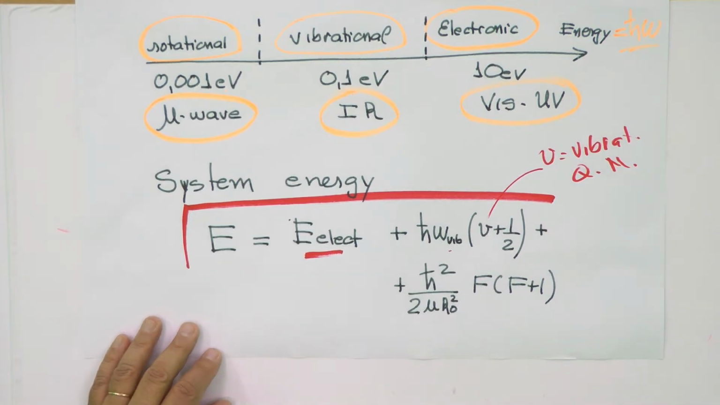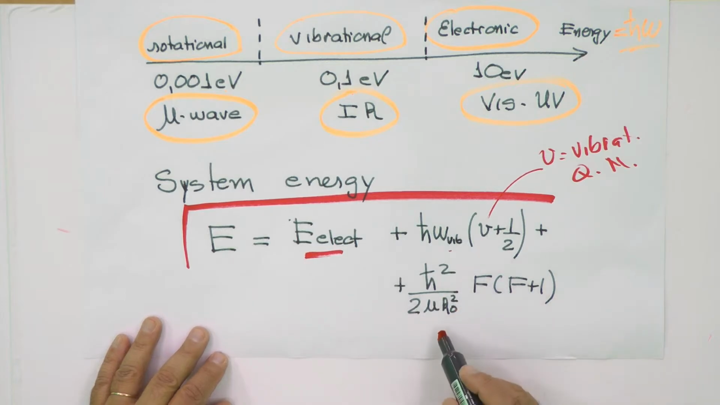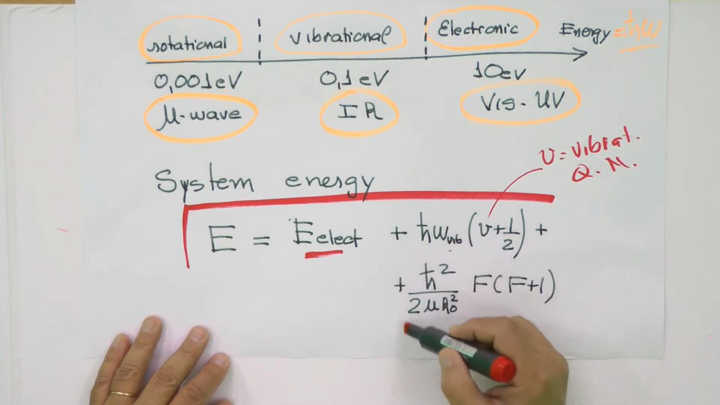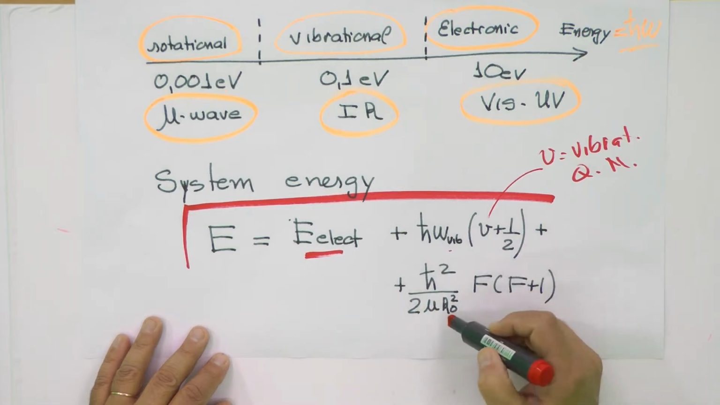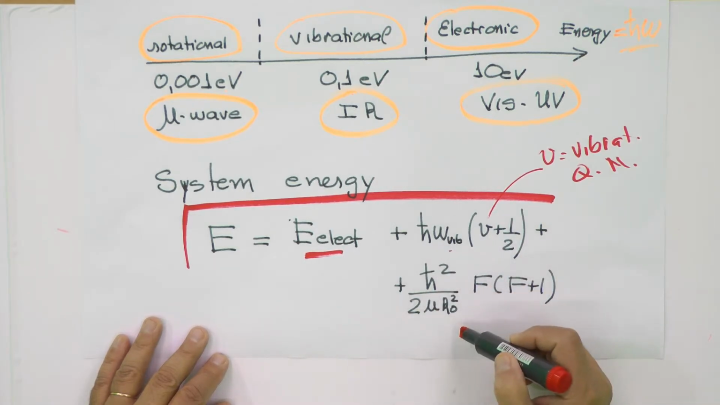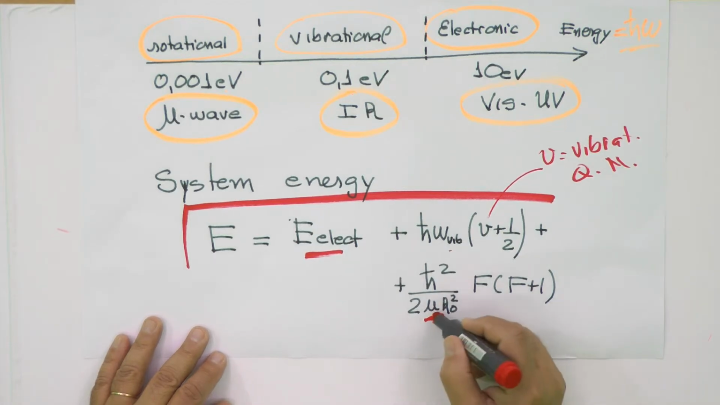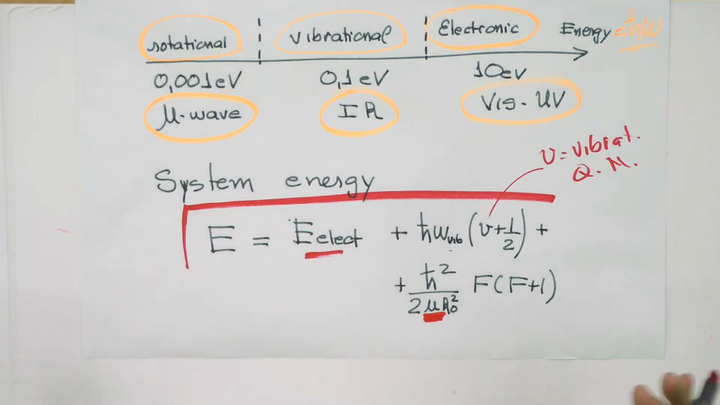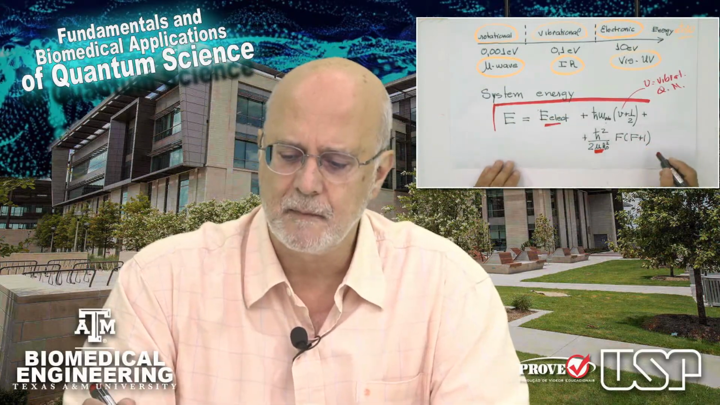Right? This is the vibrational quantum number of the molecule. But we also have the rotation. The rotation is basically the angular momentum divided by the moment of inertia. Here I put mu, which is the reduced mass, because I already combined the two masses rotating around the center of mass.